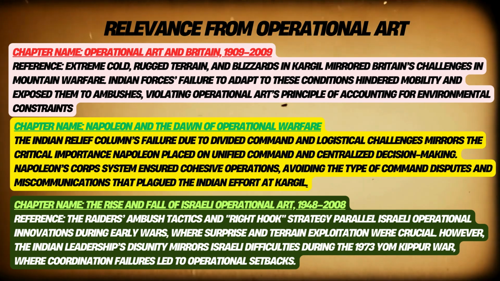So, friends, by analyzing Kargil's failure through the lens of operational art, we see how critical factors like environmental preparation, unified command, and adaptability can make or break a campaign. These timeless lessons remain relevant not just for history, but for modern military strategy.